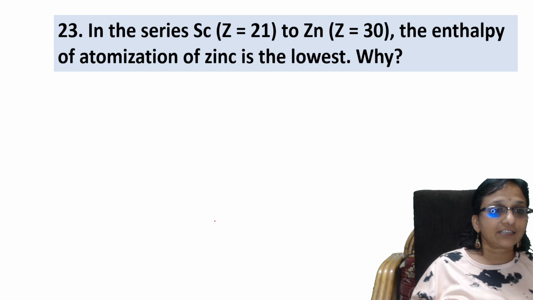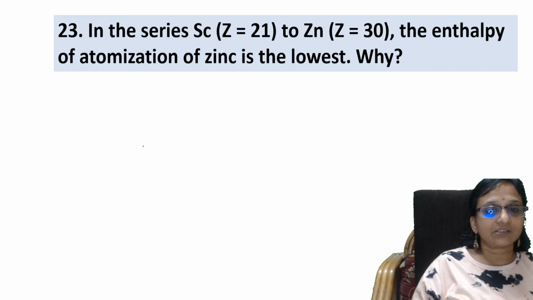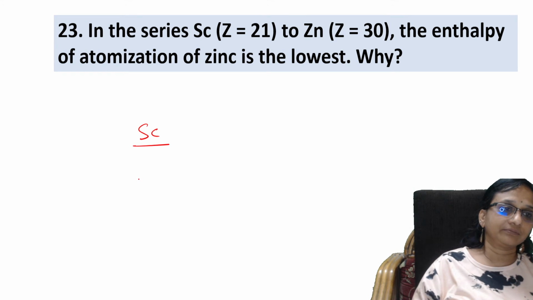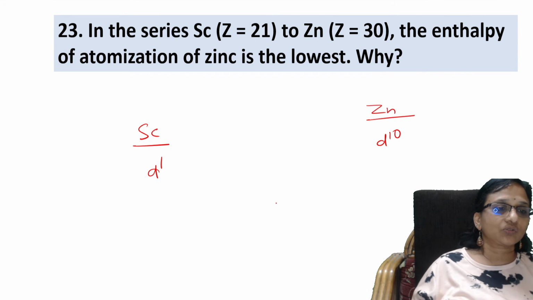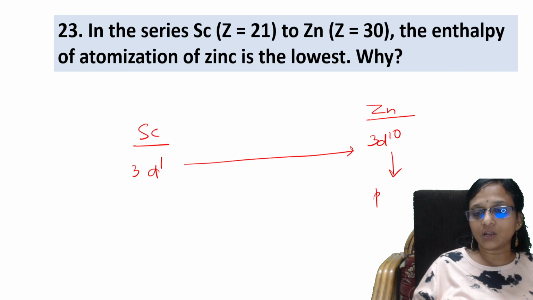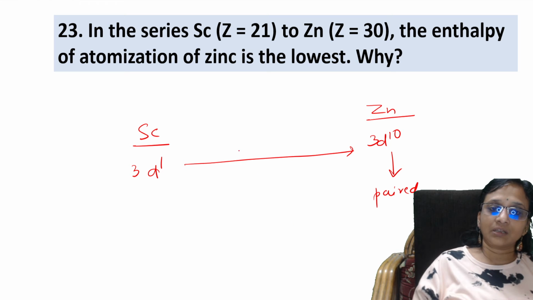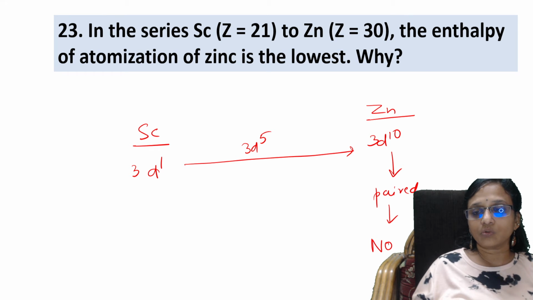Easy, students. Remember, from scandium to zinc, what is happening to the enthalpy of atomization? First of all, whenever you're talking about enthalpy of atomization, write the configuration. Scandium, d1 configuration; zinc, d10 configuration. This is your 3d series. In zinc all are paired in between 3d5. When it is paired, what will happen, students? No metallic bonding.